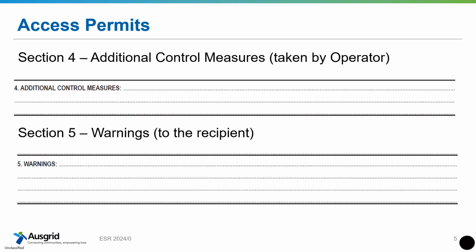Currently, additional precautions and warnings are combined in the one section of the access permit. On the new permit, these are separated. Section 4 must be used to record any additional control measures that have been applied by the operator, and Section 5 must be used by the operator to convey any relevant warnings to the recipient.